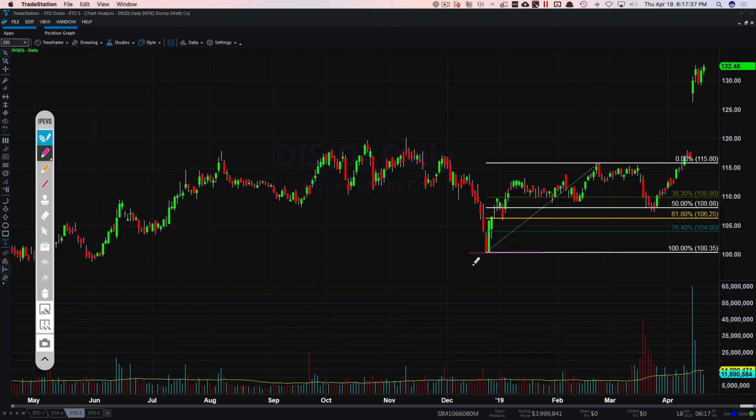Okay, this is a higher low right there. And then it embarked on its next move upwards. And it got to this point here, and this point here, then it pulled back. It retreated.